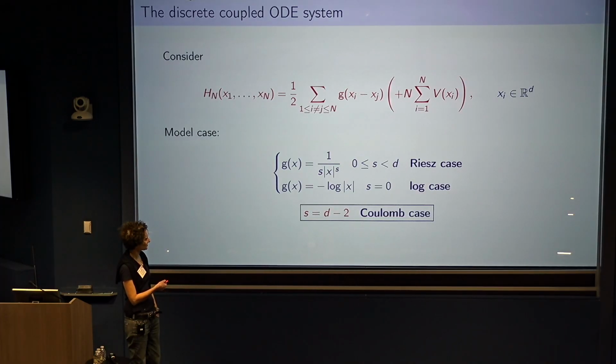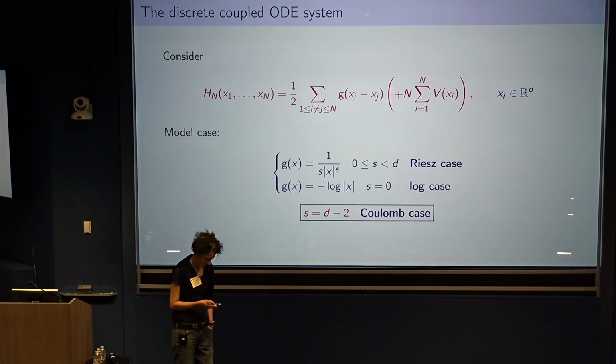So it's long-range interactions. When s is 0, you want to take the convention that s equals 0 corresponds to the logarithmic interaction, so it's the log case. And this contains the very important Coulomb case, which is in all dimensions s = d - 2. OK, so dimension 2 is log, dimension 3 is 1 over x.